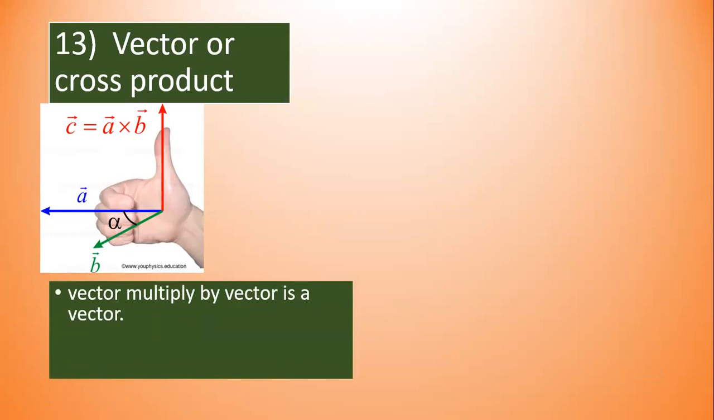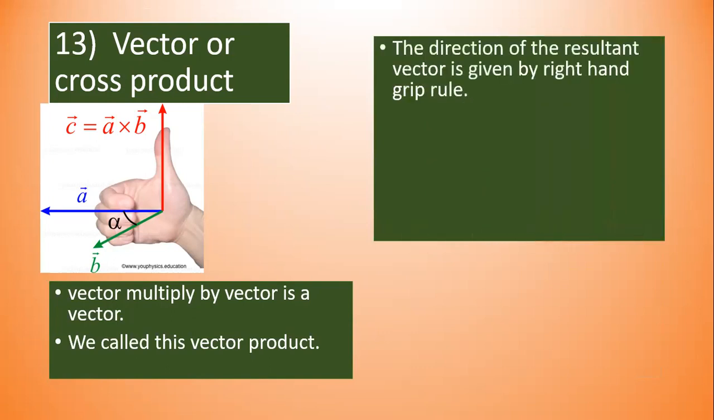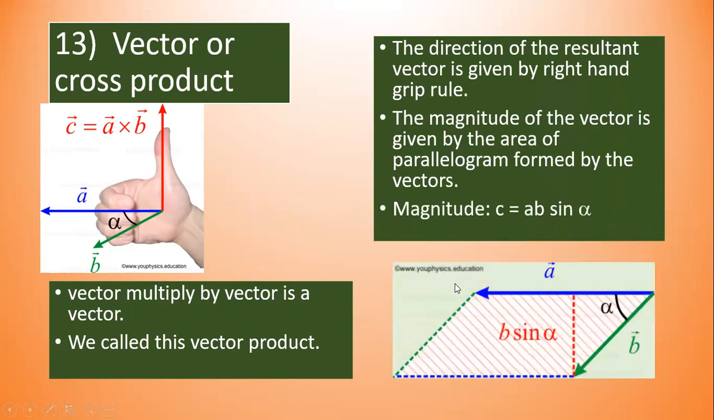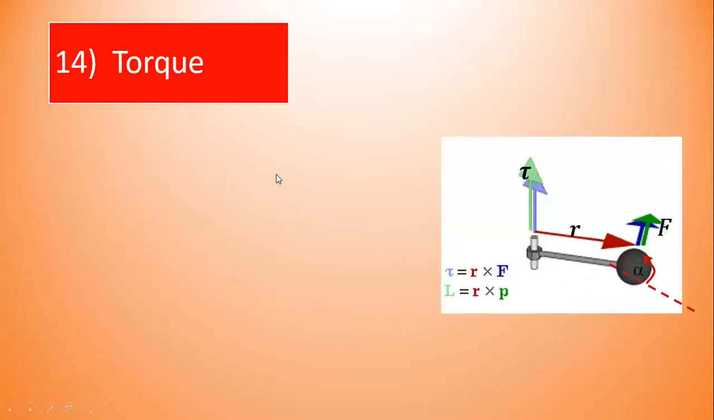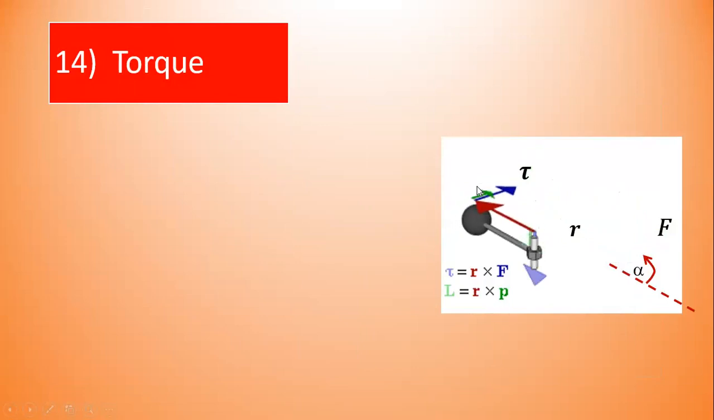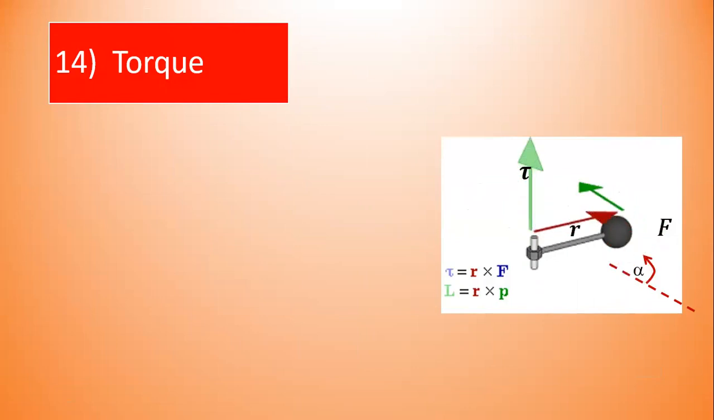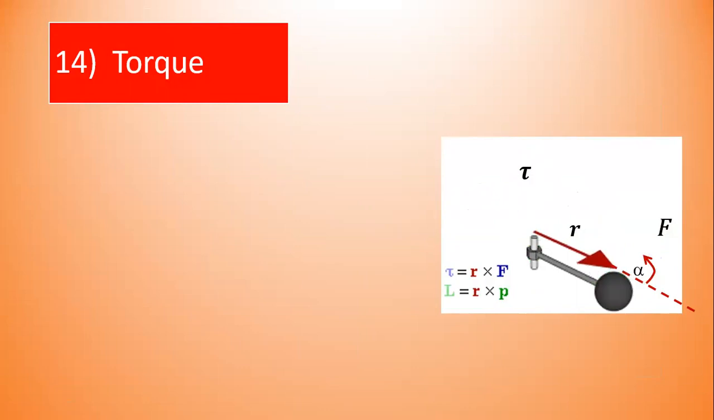Right? A vector multiplied by a vector is a vector. It's called a vector product. The direction of the resultant vector is given by the right-hand grip rule. The magnitude is the area of this parallelogram. This is A, this is B. So that area is the magnitude of C. If it rotates anti-clockwise, the torque is upwards. If it's going the other way, clockwise, then the torque is downwards.